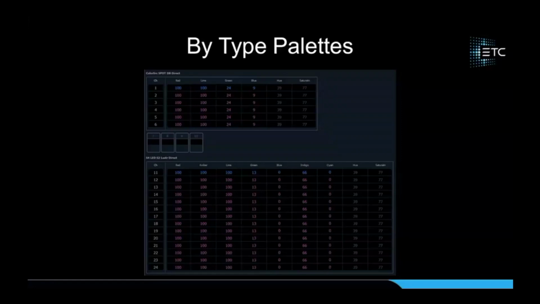And the next time you come to a gig that has those fixtures, all of your palettes are already populated. You've got the gobos, you've got the zoom ranges, you've got the colors, all those things. You can, of course, tweak them, and you may need to gig to gig, but it's a lot faster than starting from nothing every time.